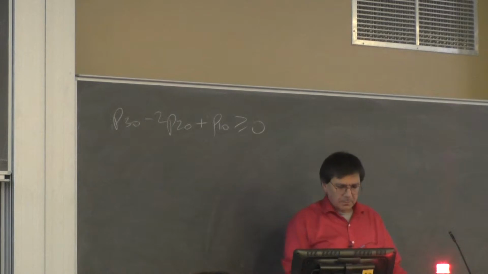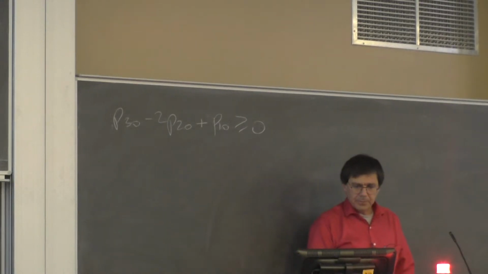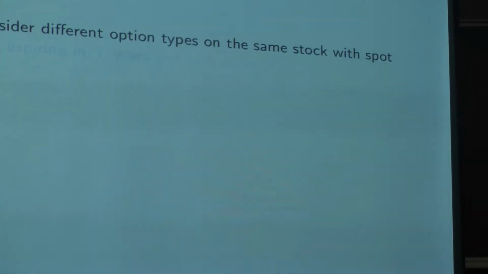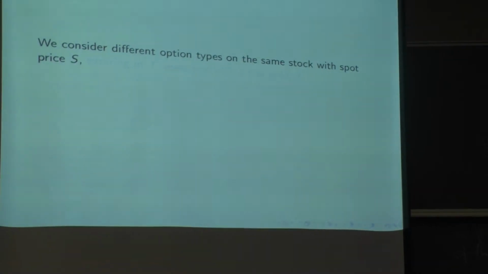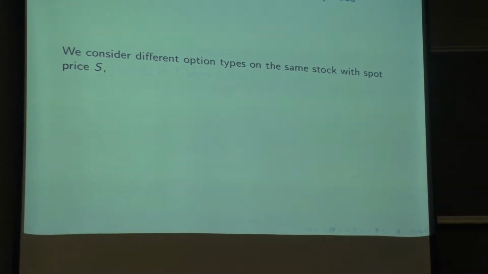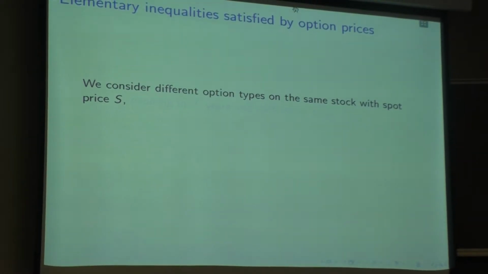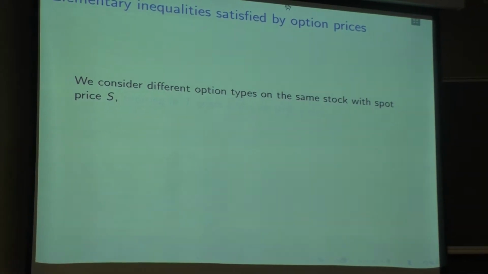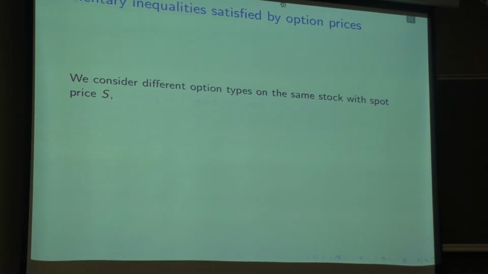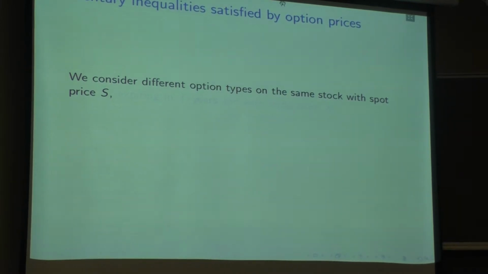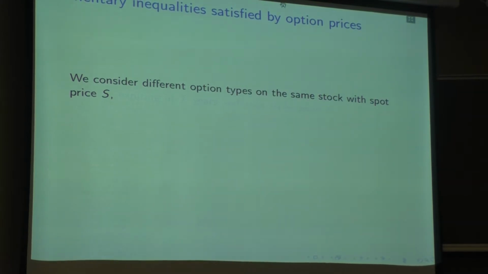Okay. So now let's have a look at some new stuff. So now I'm going to show you some inequalities and equalities satisfied by the prices of options, European options. So we're going to look at different option types. We're going to start with European options. We're going to assume that all the options we look at have the same underlying asset, which I'm taking here to be stock, shares in some company. And we're going to give a name to the underlying asset price now, at time 0. We call it S for spot.